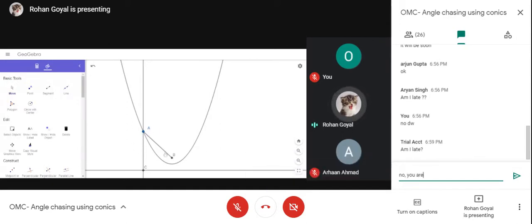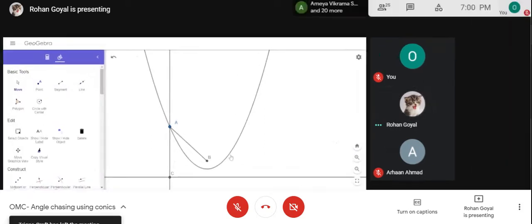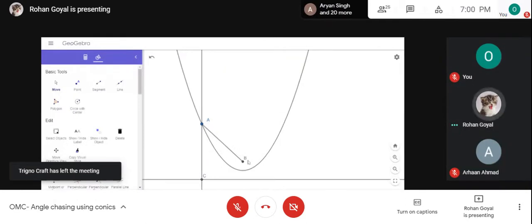You can do it for a hyperbola as well. Make the point at infinity on the other side. Got it? Then the distance becomes again the perpendicular.